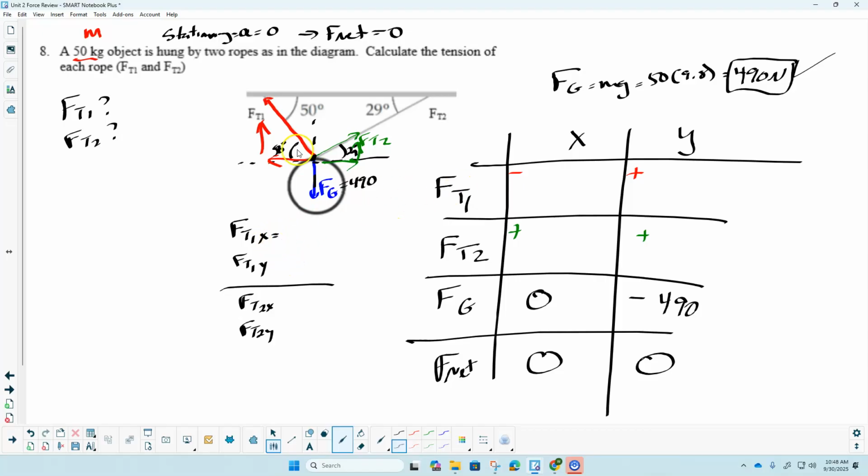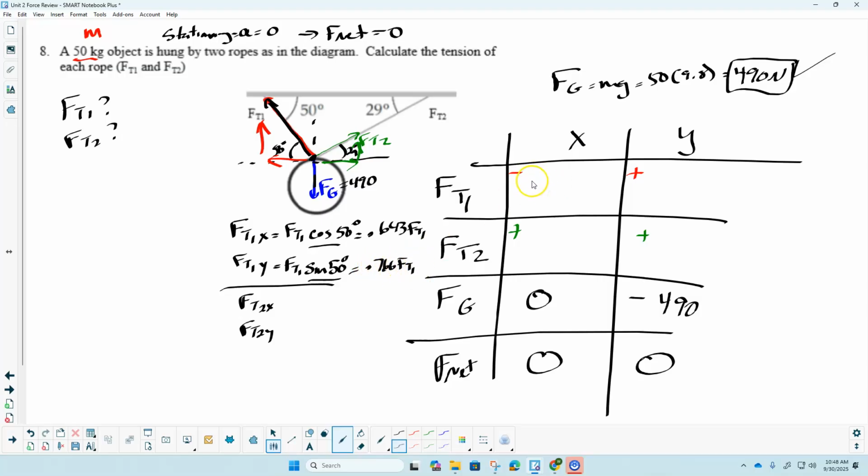So for the X direction, it would just be FT1, which is the whole vector, that's this hypotenuse, times the cosine of the angle, cosine of 50. And for tension 1 in the Y, it would be FT1 sine of 50. I can put that in my calculator and get decimals for the cosine and sine of 50. So this is 0.643 FT1, and this is 0.766 FT1.